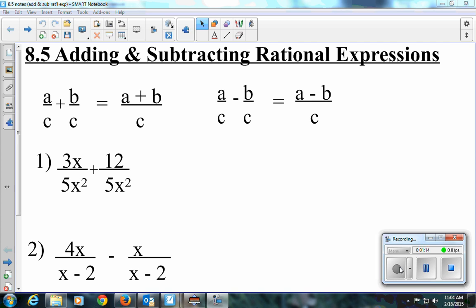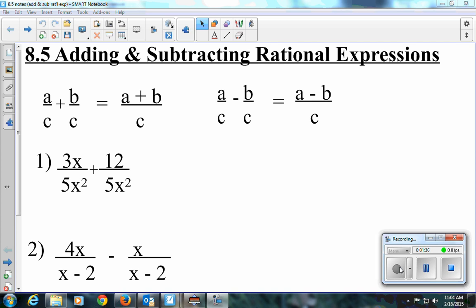So that should look pretty familiar. You've been doing that for a long time. We're just going to add letters. Okay. So we're going to start out easy and move you into it a little bit, and then we'll get a little tougher. But if I have 3x over 5x squared plus 12 over 5x squared, what's my common denominator?